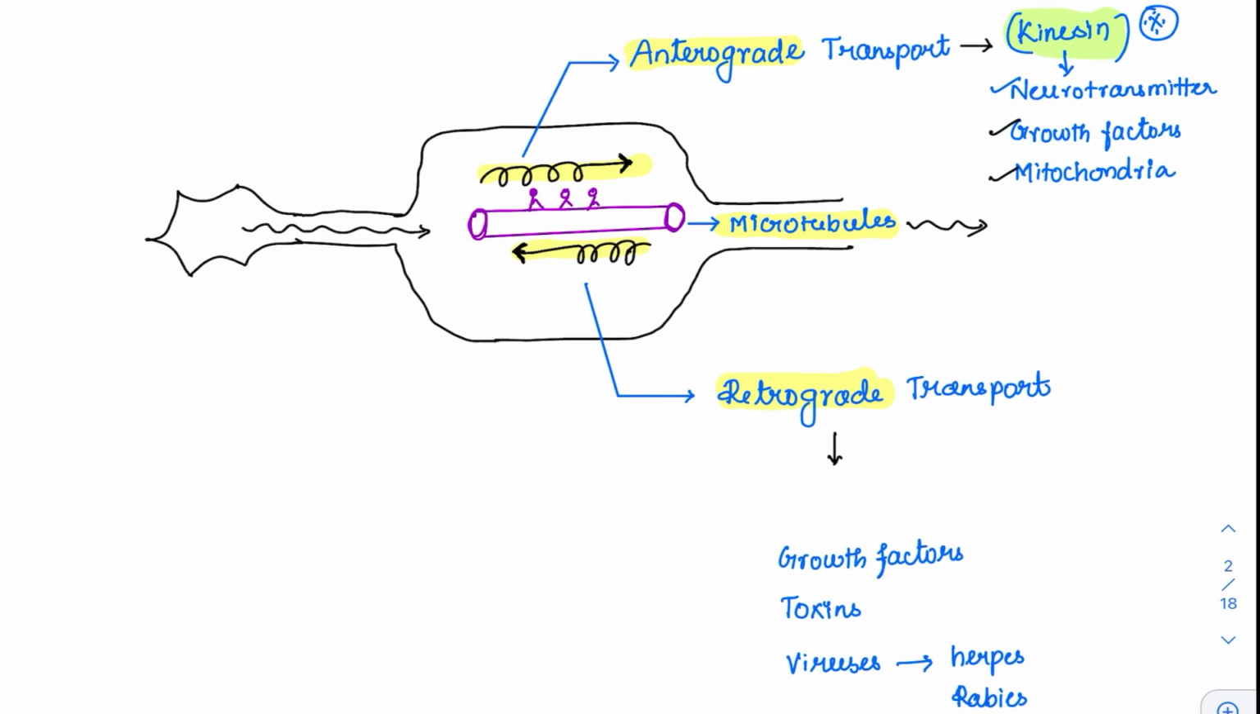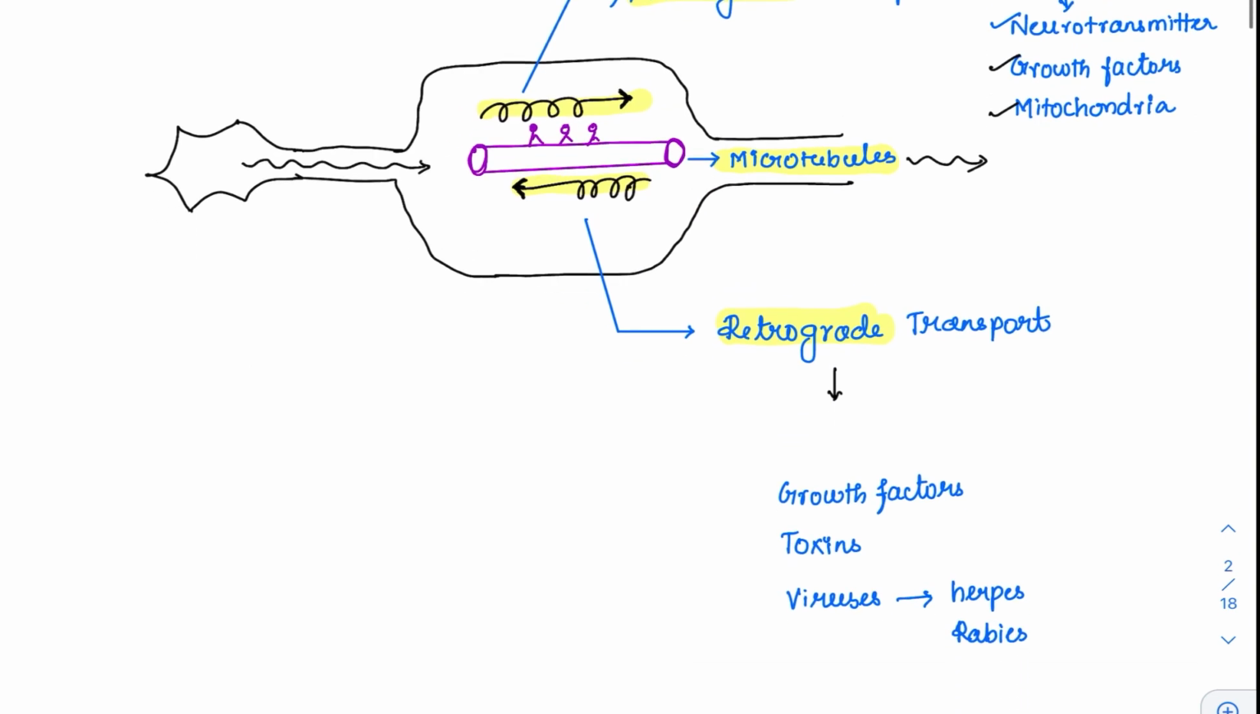Next comes the retrograde transport. Retrograde transport, or the reverse transport, happens for some substances like growth factors, toxins and viruses. And this retrograde transport is done with the help of a substance called dynein.